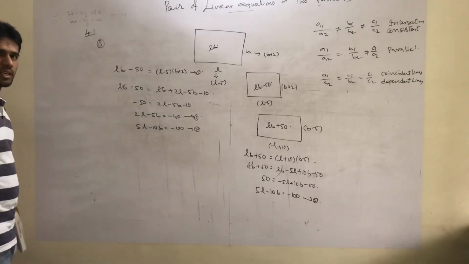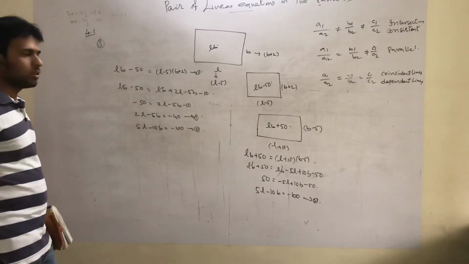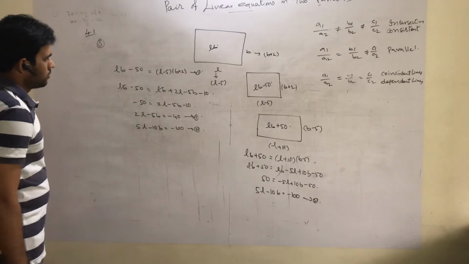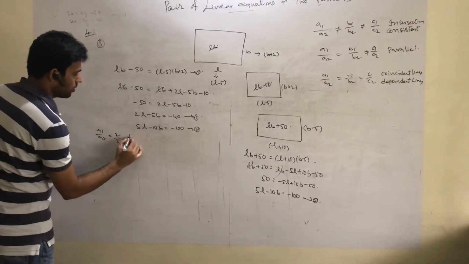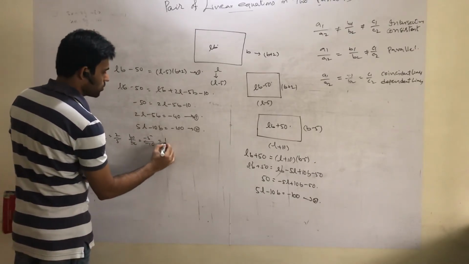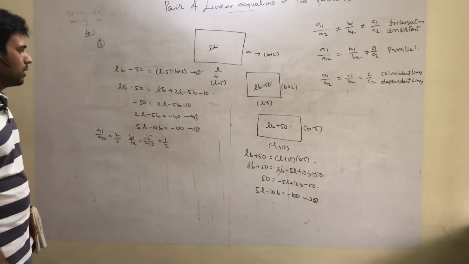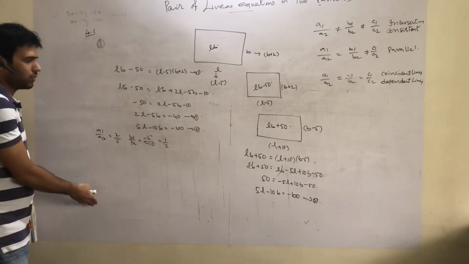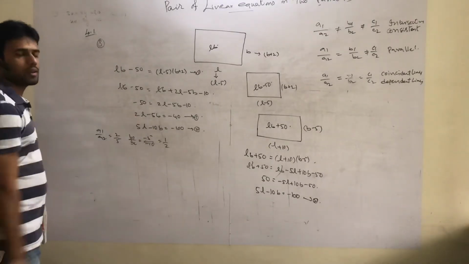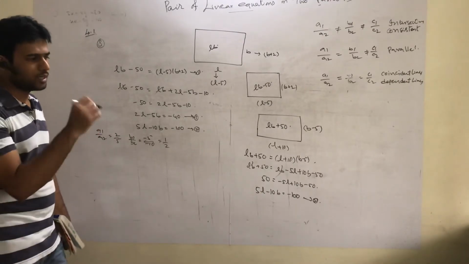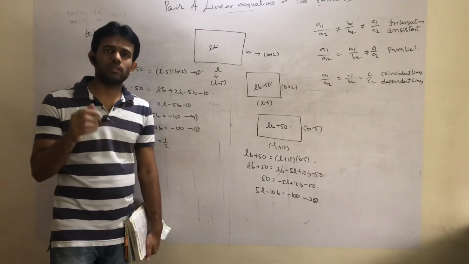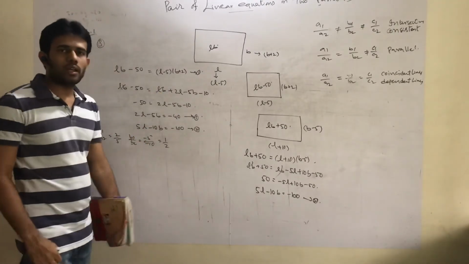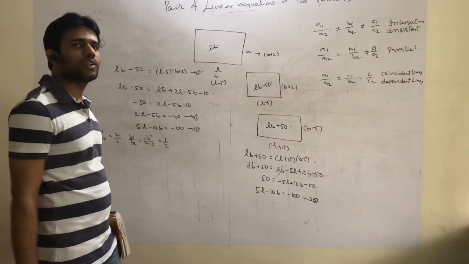Now, we can write down, they are intersecting lines. A1 by A2 is 2 by 5, and B1 by B2 is minus 5 by minus 10, which becomes 1 by 2. So they are not equal. That means they are intersecting lines. Now you can use the graphical method to find the intersecting point of these two lines. Take values of L and find B in the first equation, and take values of L in the second equation and find B. Draw the graph, and it will intersect at one point. That intersecting point, L, B, becomes the solution. L becomes the length of the rectangle and B becomes the width of the rectangle.